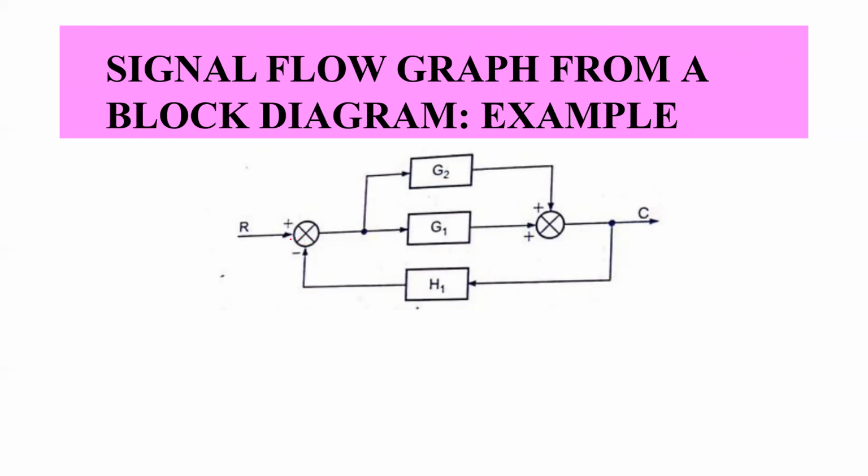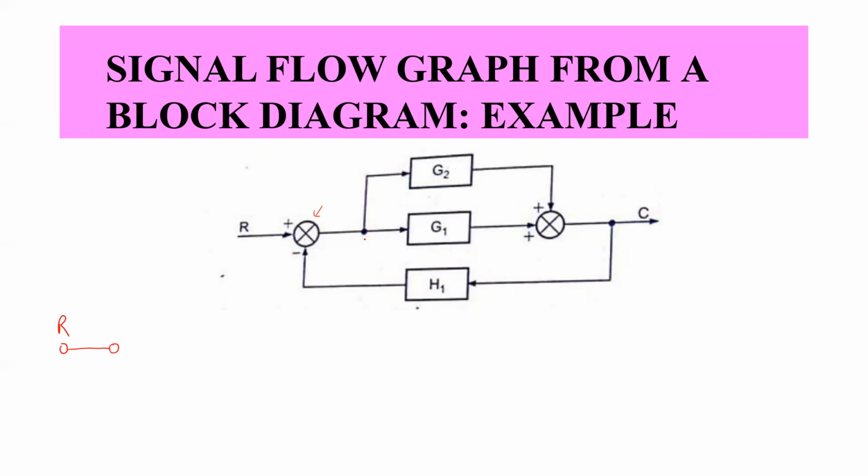All the takeoff points and the summing points or the feedback points are generally represented through nodes, and the blocks are represented through transmittance with an arrow, right? So we will have this R here. This is, let us say, R, which is the input node. Now this summing point is again a node. So this is also a node.